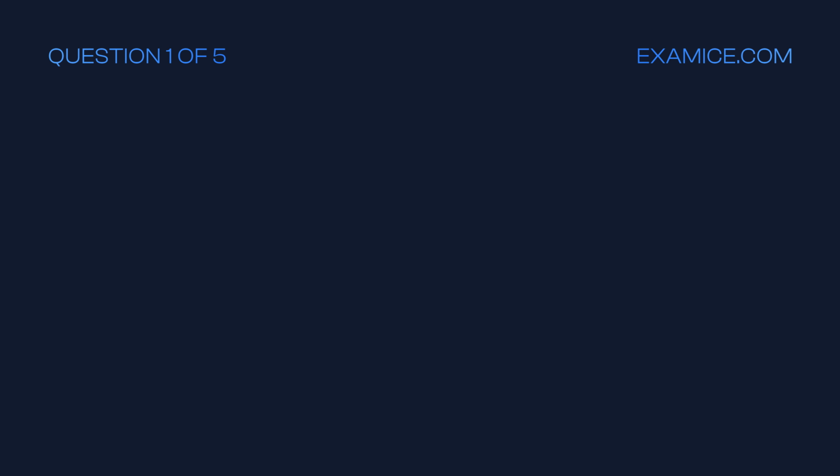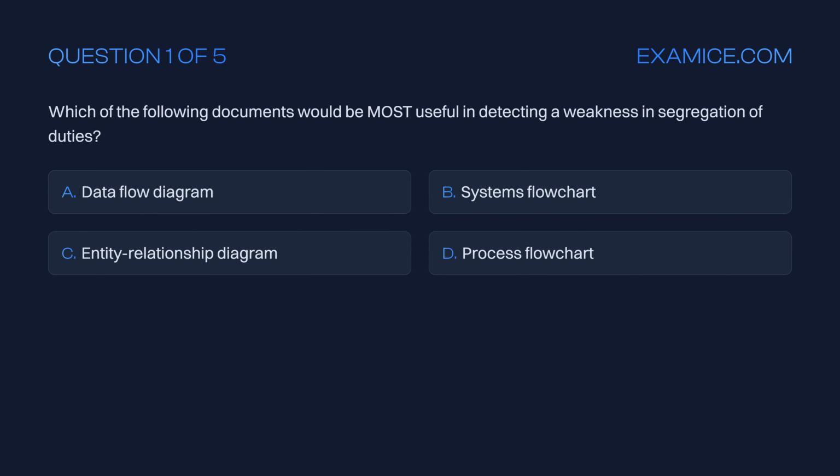Question 1. Which of the following documents would be most useful in detecting a weakness in segregation of duties? Option A, data flow diagram. Option B, systems flowchart. Option C, entity relationship diagram. Option D, process flowchart.